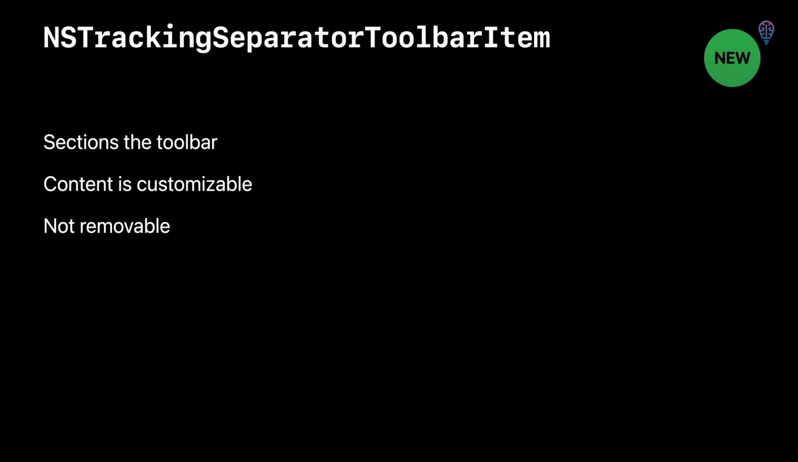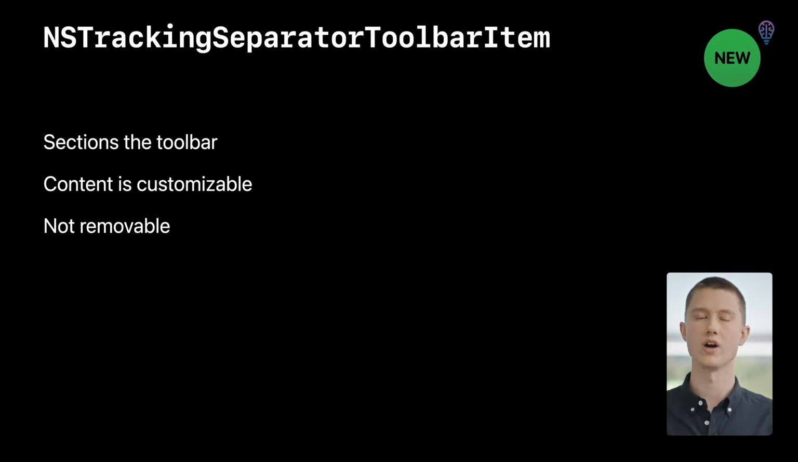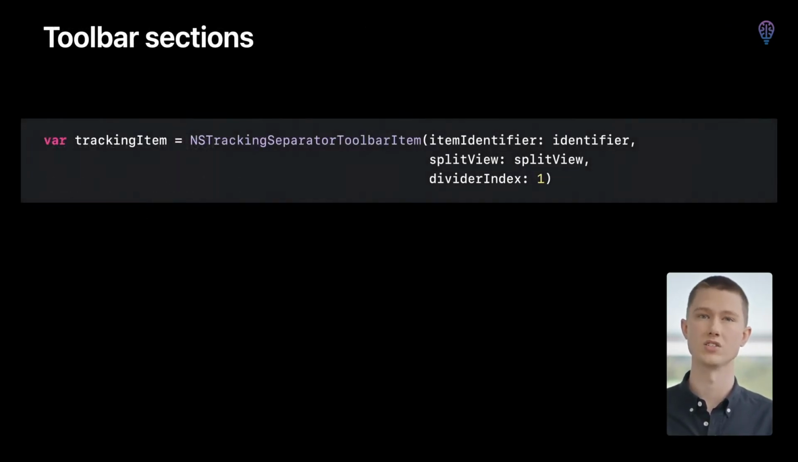This gives useful context to the controls, showing what content they will act on. Now, just because adoption of these toolbar sections goes the extra mile, doesn't mean it requires a lot of work. They're created using the new NSTrackingSeparatorToolbarItem. Each item is configured to track a specific divider, and the toolbar does the rest. During customization, these sections are not removable, but the content of the sections can be customized. Creating one of these items requires just one line of code. Create the item using the constructor and assign it a split view to track and specify which divider of that split view it should be aligned with.